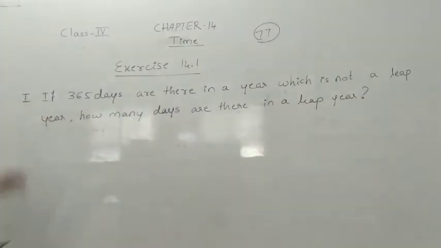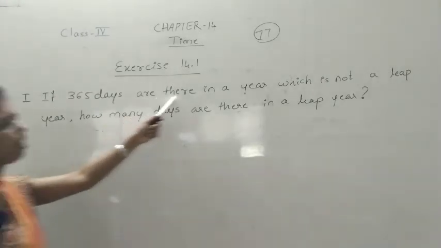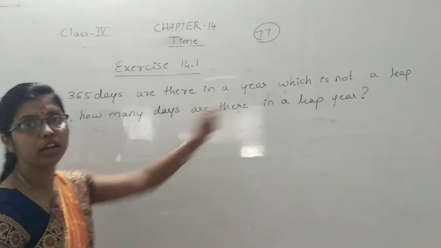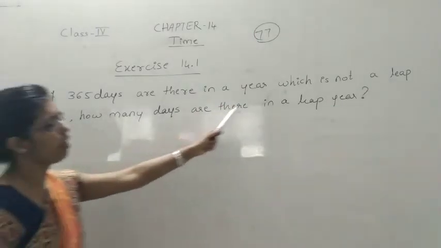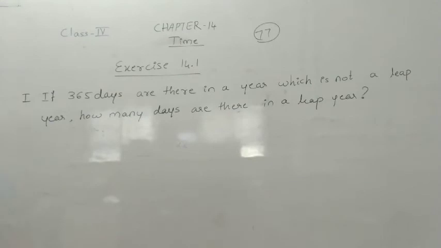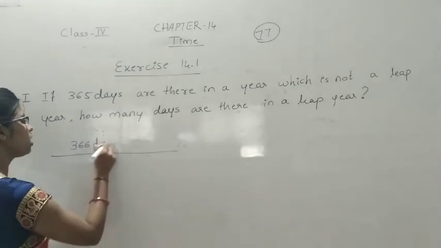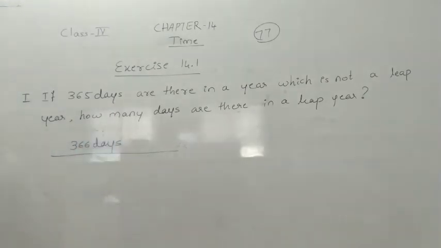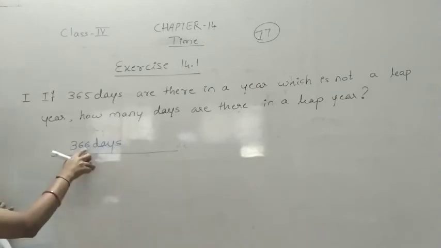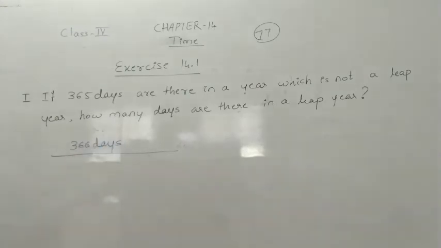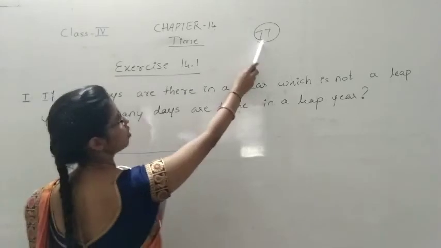So see, dear students, if 365 days are there in a year which is not a leap year, how many days are there in a leap year? 366. So in the blank line you should write 366 days. The answer for this question is 366 days. Write it in your textbook, page number 77.